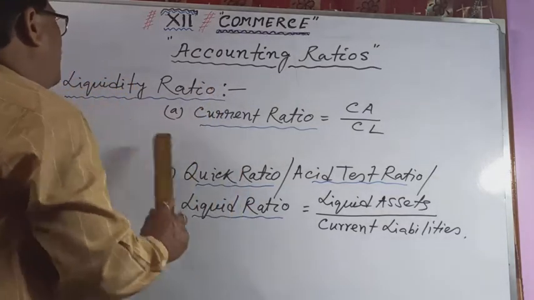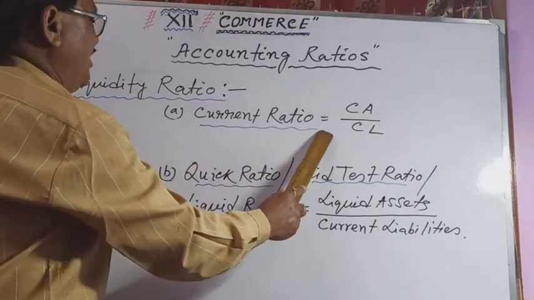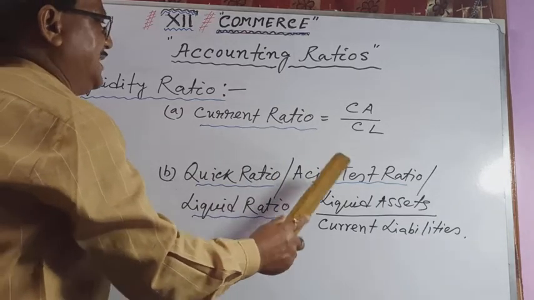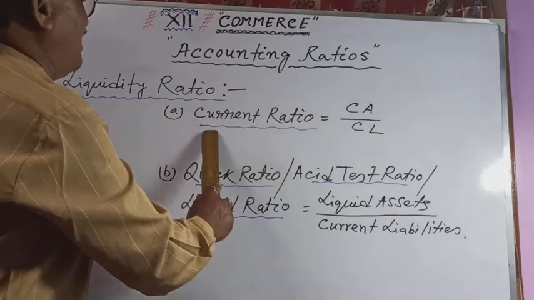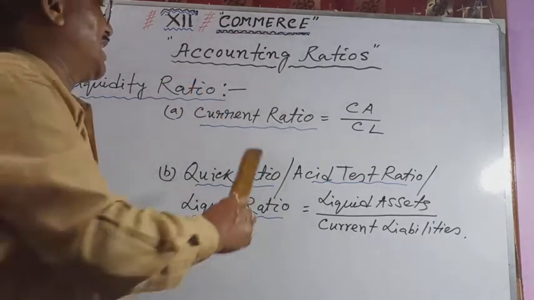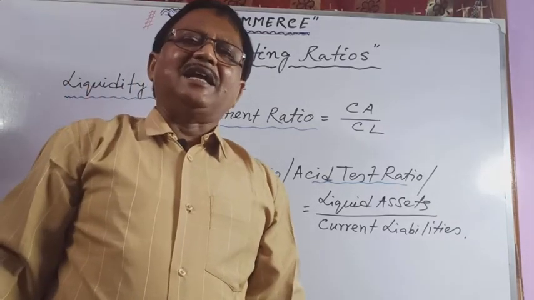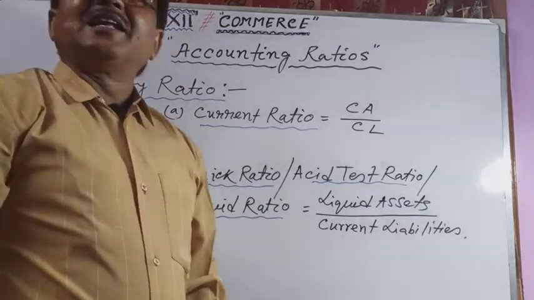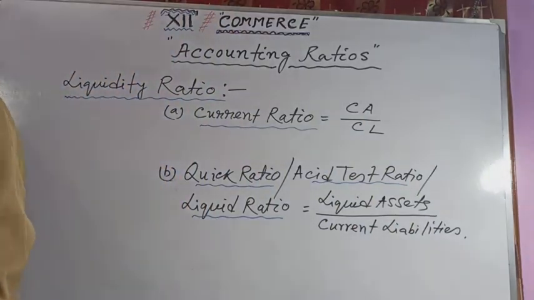Now, the short term or solvency ratio may be divided into two: current ratio and liquid ratio, also known as acid test ratio or liquid ratio. Now let us discuss the current ratio first. What is the current ratio? The current ratio is the relationship between current assets and current liabilities. Now how to calculate the current ratio? Current assets divided by current liabilities.